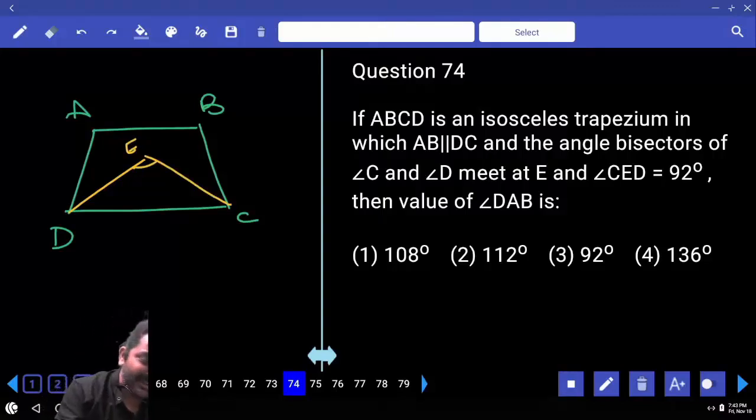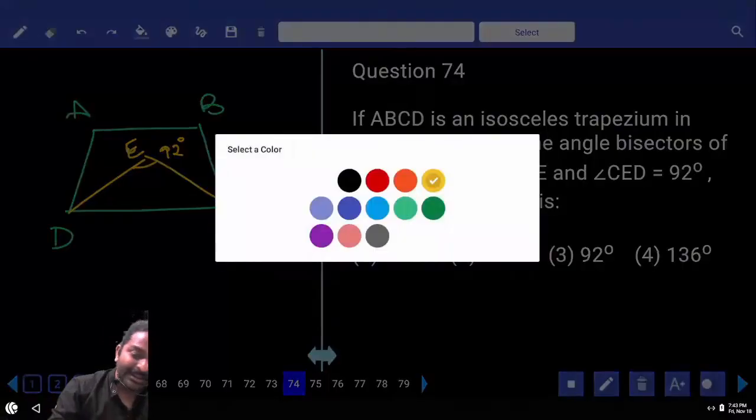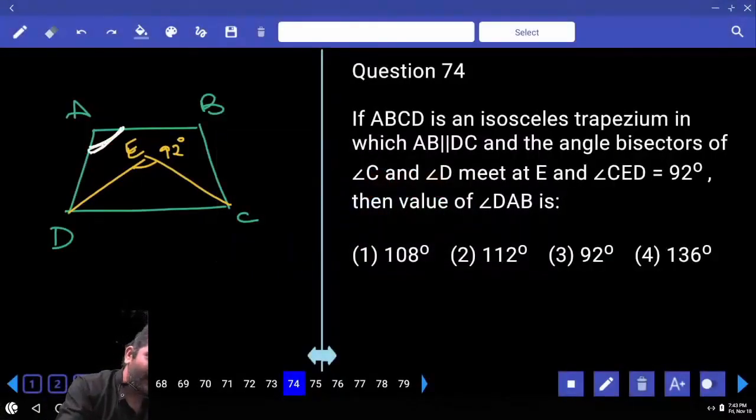CED is equal to 92 degrees. We were asked to calculate DAB. This is the angle we have to identify. Correct? Come on. Right.